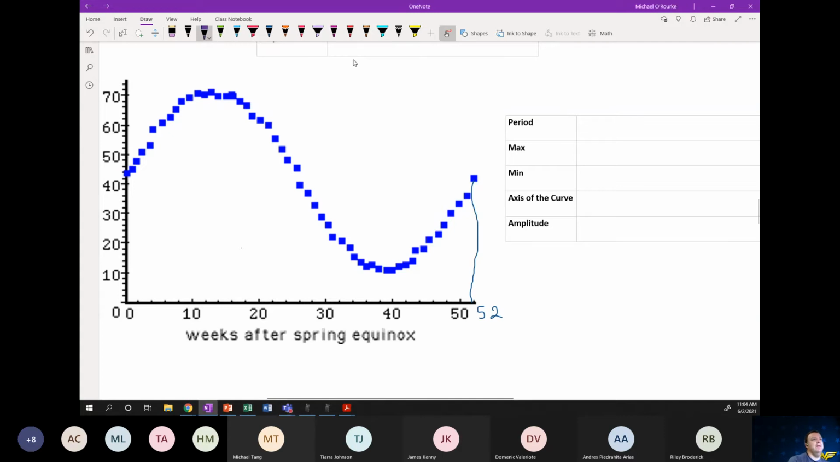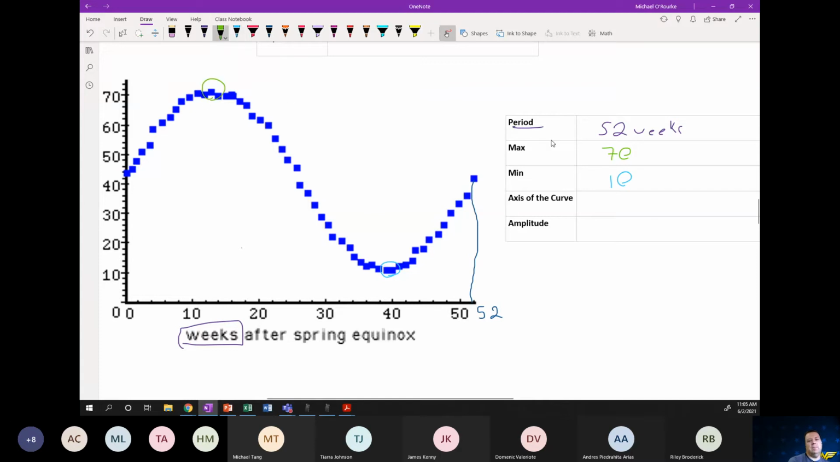So our period here, as I kind of explained before, we started at 0 and went to 52. So it's going to be 52. In this case, you could even say 52 weeks because it has a value here. Our max value, I'm going to say 70, just because it'll give me a nice number to work with. Our min value is 10.